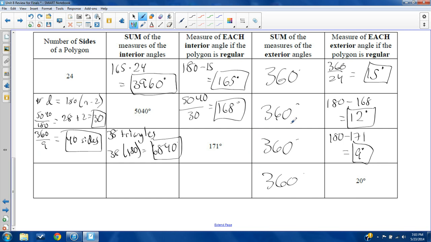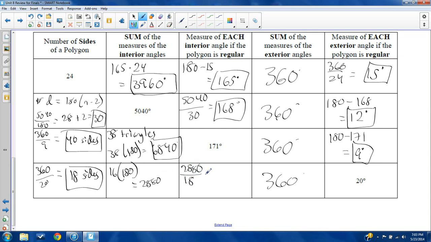And finally, the very last one. Let's go from exterior to interior. 360 over 20 will give you the number of sides. Is that 18? 18 sides. 18 sides is 16 triangles. 16 times 180 equals 2880.